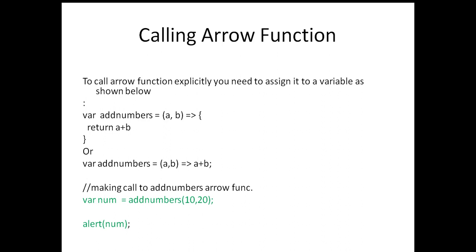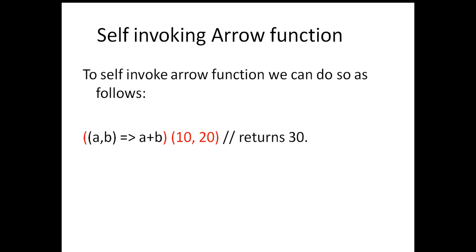To call an arrow function explicitly, you need to assign it to a variable as shown. The call to add numbers with the arrow function is shown over there. To self-invoke, we need to put the entire arrow function inside parentheses and call it.